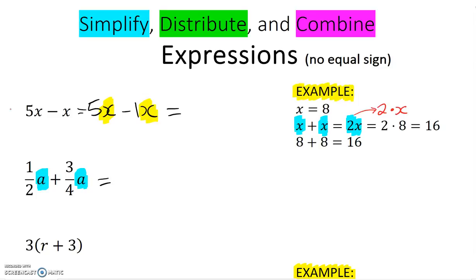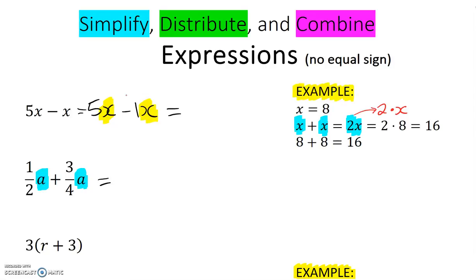Obviously, within this, we have the same variable. And remember, anytime you have minus x or plus x, it really means you have one of them. So writing the number helps. Go ahead and write that number. It may help you with your actual addition or subtraction.